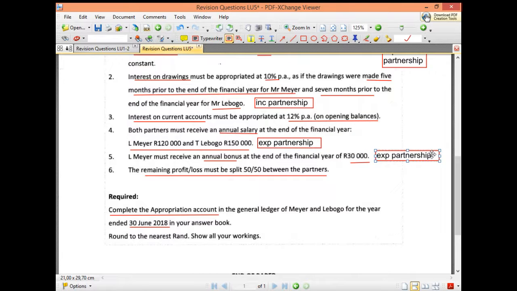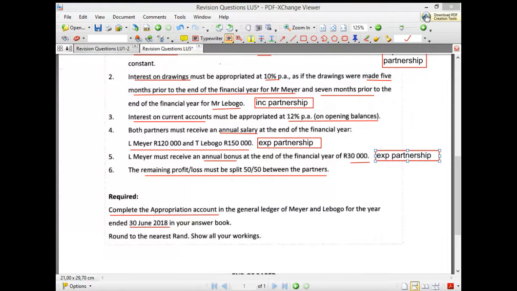And then the remaining profit and loss. So now after we've done all the partners' distributions, expenses and incomes, the remaining profit is split between the partners 50-50. If they do not give you a ratio, then you use the capital amounts to do the apportionment. Based on the capital they have on hand, you will use that as your ratio.